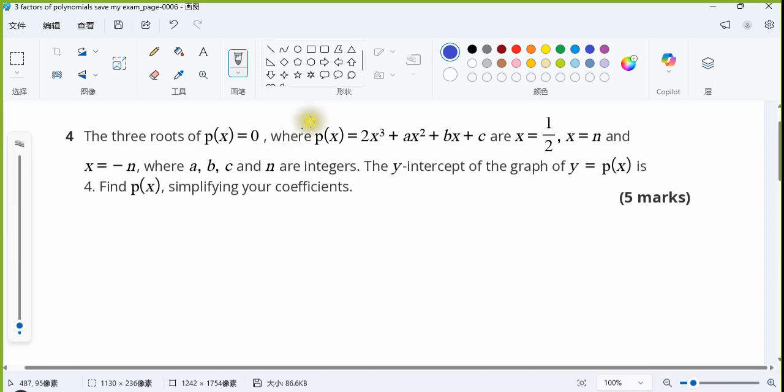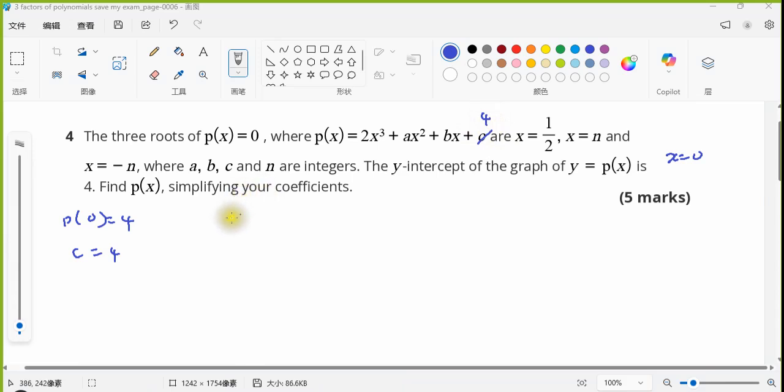The three roots of p(x) equal to 0 are 1 over 2, n and negative n. a, b, c are integers. The y-intercept is 4. Okay, y-intercept is when x equal to 0, then it is 4. So we know that p(0) equal to 4. Okay, x equal to 0, then we have c equal to 4. So this is 4.